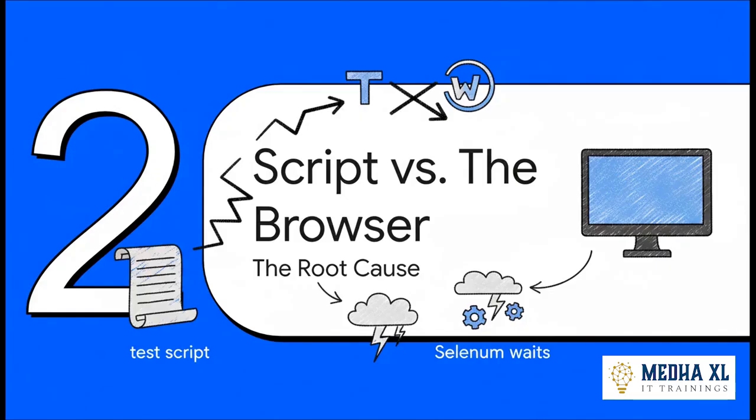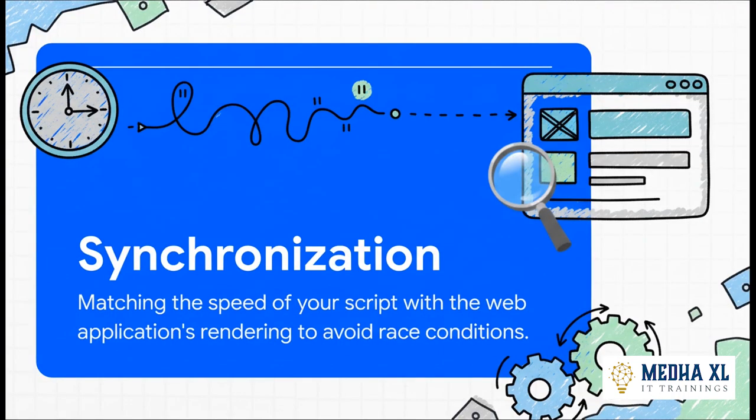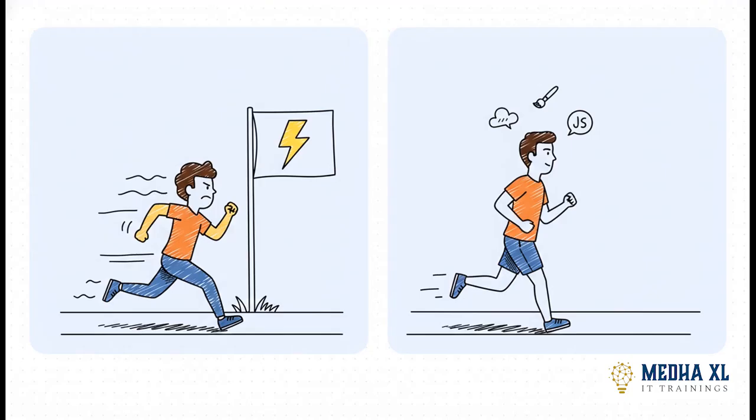And that brings us perfectly to the heart of the matter, this fundamental conflict, this speed difference between your test script and the web browser it's trying to control. So the solution to this whole mess has a name: synchronization. It's really just the simple idea of teaching our script to be a little more patient, to pause, take a breath, and wait for the browser to catch up. We need to make sure that web elements are actually there and ready to be clicked on before our script tries to do anything.